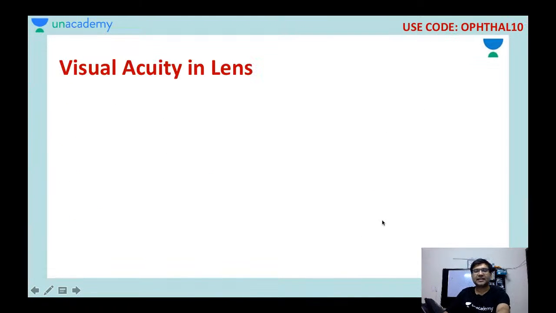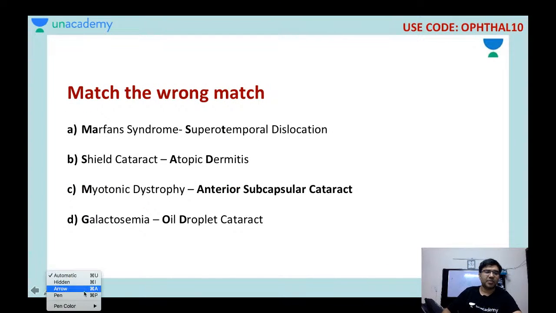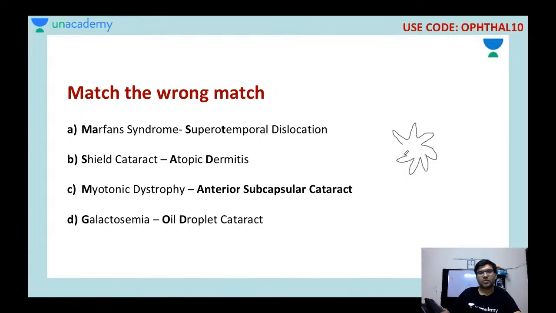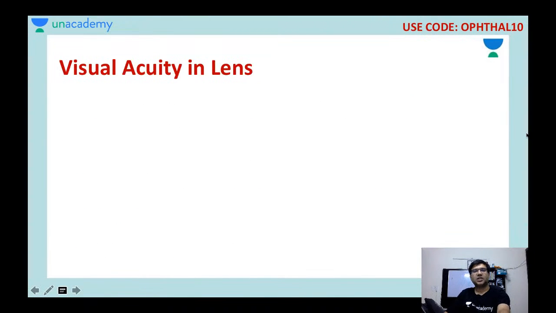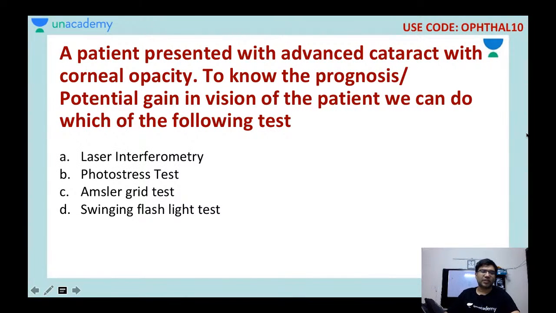Also remember one more thing, that sometimes you can have a cataract like this. This is called a rosette cataract. Can anyone tell me where you see a rosette cataract? So T goes with, there are two T's, they go with trauma. So the rosette cataract is basically seen in patients who have blunt trauma. Chalo. Then we come to our next question.